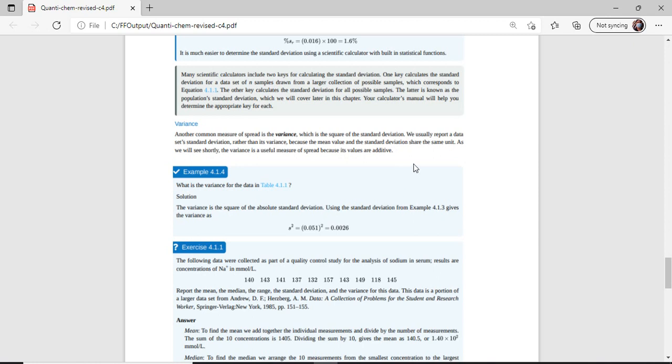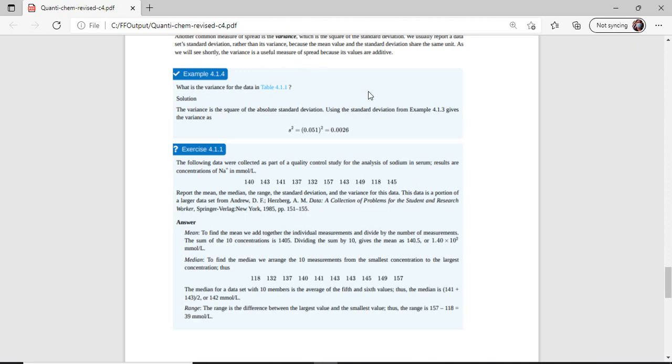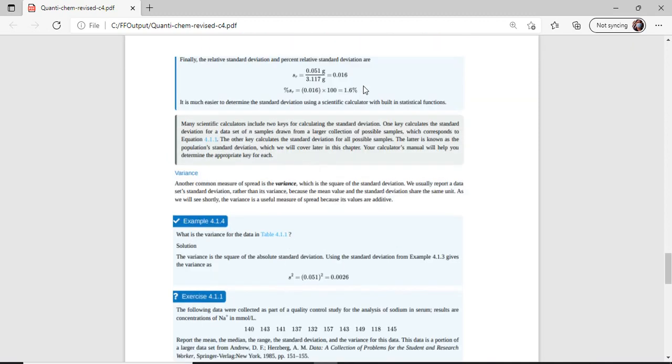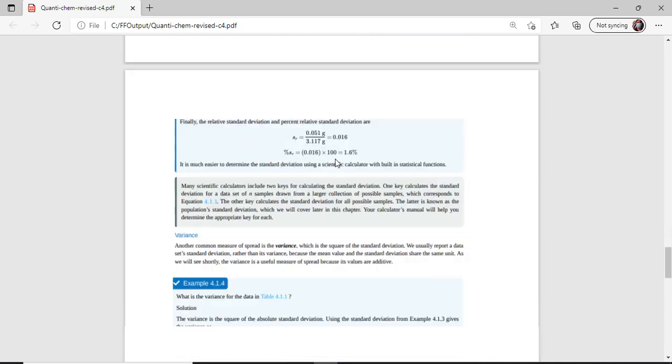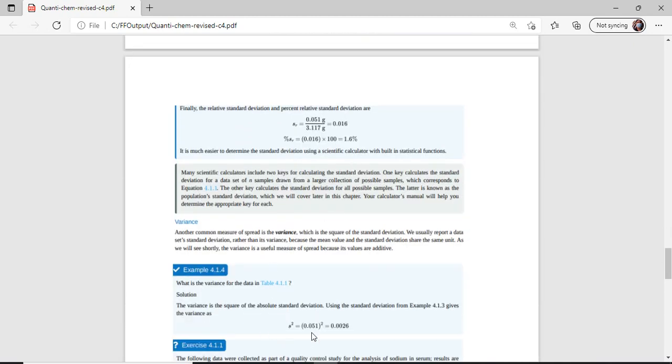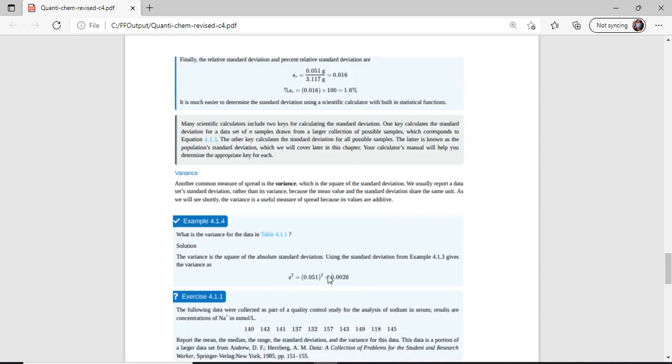So, I have here an example. What is the variance of our sample data about your pennies? The variance is the square of your SD. What is your SD? The SD is 0.051 grams. So, just square it. Variance is the square of your absolute standard deviation. Using the standard deviation for our example gives us a variance equal to 0.0026. That is now your variance.